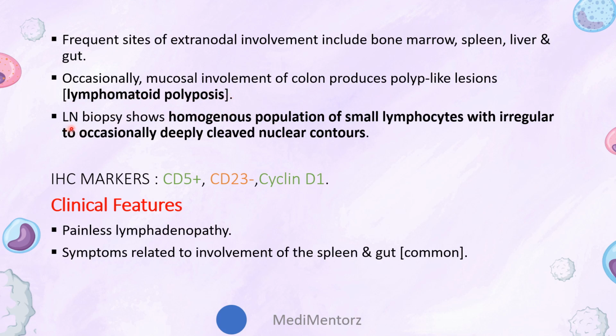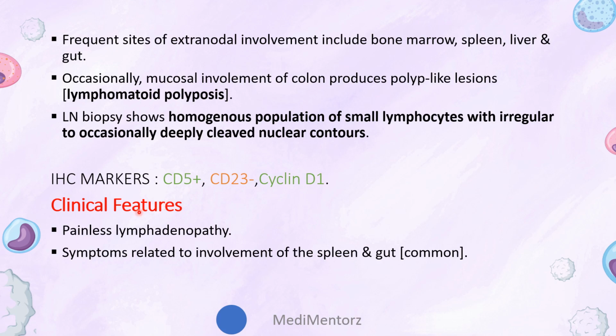In the lymph node biopsy, as I showed in the previous slide, there is a homogeneous population of small lymphocytes. Yes, you saw the small lymphocytes spreading over that image, having irregular to occasionally deeply cleaved nuclear contours similar to centrocytes. Okay, so talking about the IHC markers, you just need to know the names. From the pathogenesis, it's obvious that it's going to be cyclin D1 positive. Okay, and it's CD5 positive and CD3 negative.